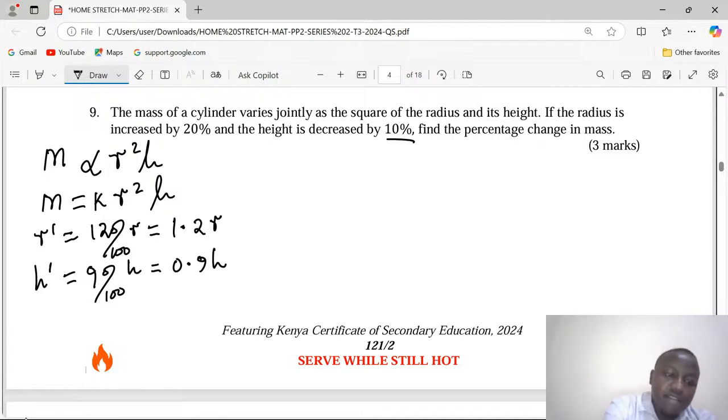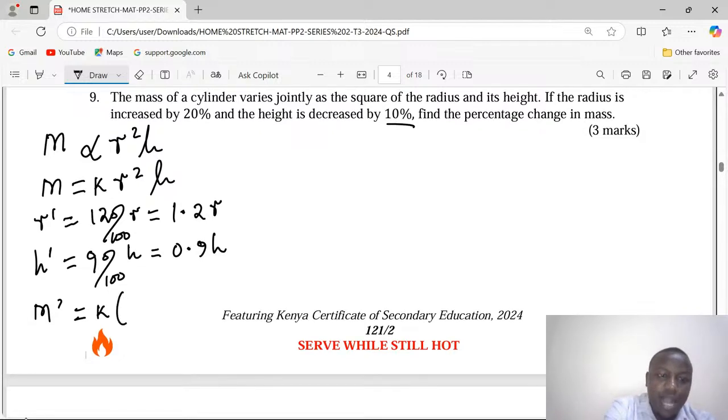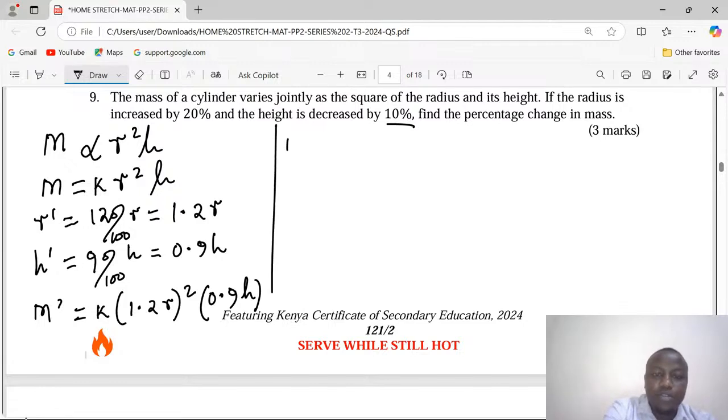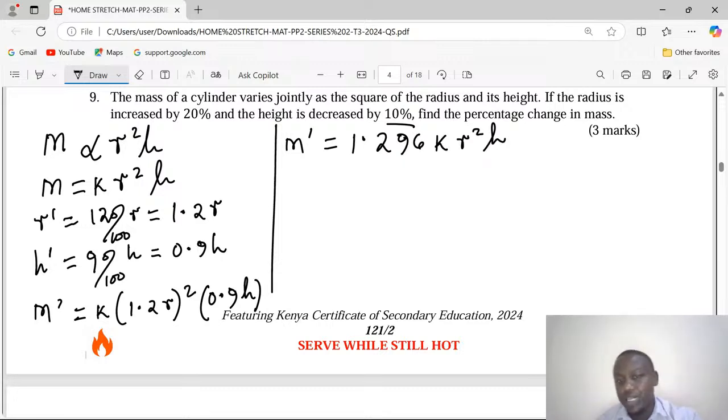And this means that the new mass equals k multiplied by r squared. The new r is 1.2 of the original r, but we have to square it, multiplied by the new h, 0.9 h. So when you compute this, you get the new mass being equivalent to 1.296 k r squared h. That is the new mass.